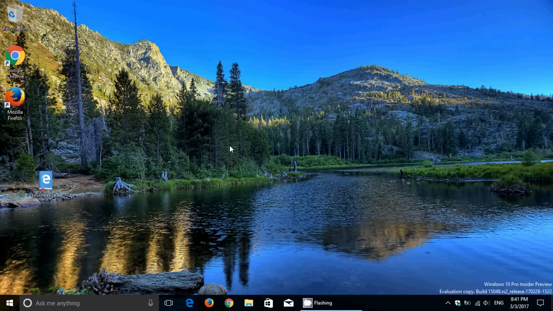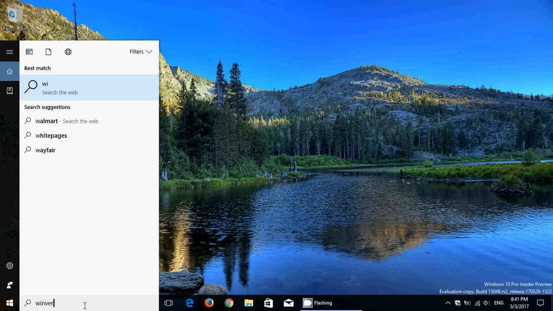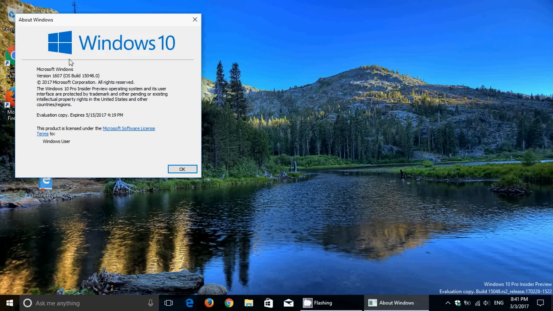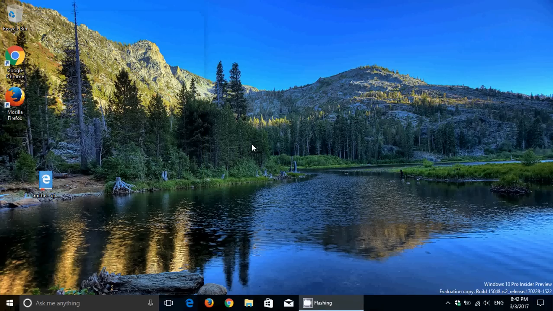I'm really wondering here. First thing you notice when you get to this new build, the watermark is back. That is interesting because it was gone for the past two builds, and we were thinking, hey, we're really close. But not only is the watermark back, when you look at the Windows version, we still have version 1607, but look at this: Evaluation copy expires 15th of May 2017. They put back the expiry date.